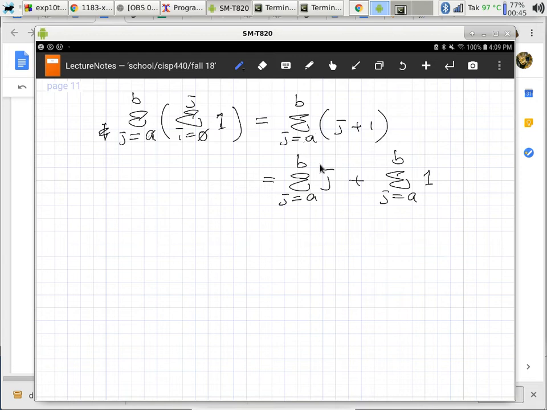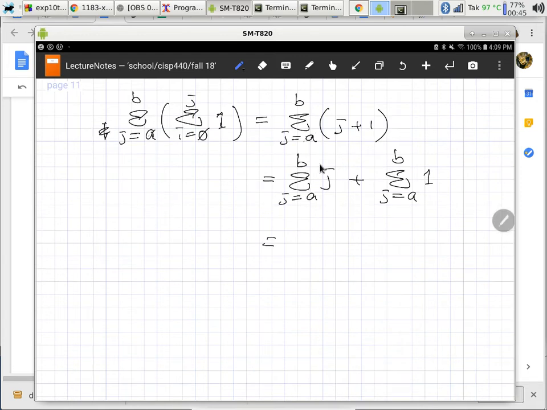So the constant side is the easier side to deal with because it becomes b minus a plus 1, because that's the number of times the loop is going to go through. The other side looks a little bit cumbersome. So we have to somehow convert it into a form that we recognize. The one that we recognize is when the index starts from 0 and ends at a particular number. Right now it starts at a, which is not something that we can quickly recognize.